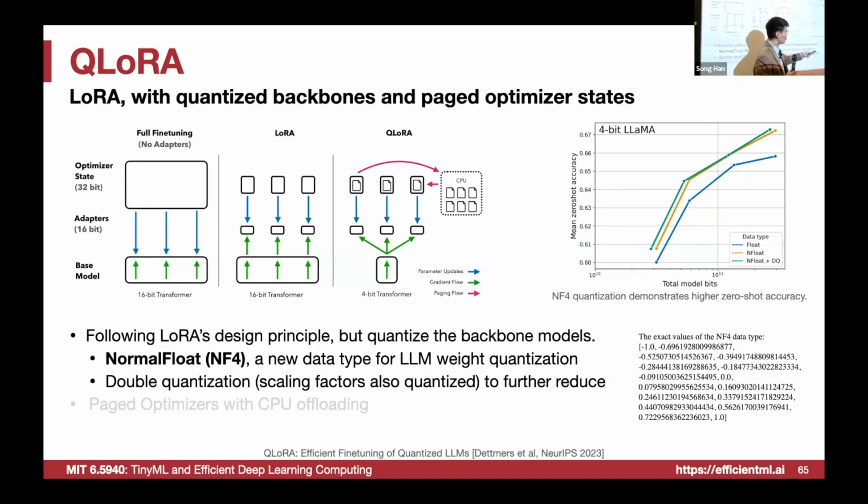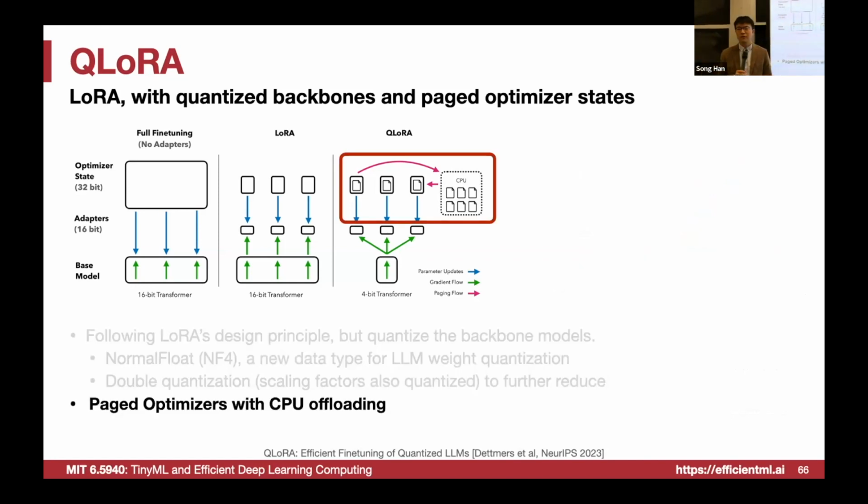These are the centroids of the NF4, which is very similar to K-means, a kind of non-uniform quantization. The key idea is to have more centroids around 0, so it's non-linear with some specialized handling, and also double quantization, where the scaling factors are also quantized. So these are some bells and whistles. The key idea is basically to quantize the backbone and only fine-tune the LoRA branch with BF16.